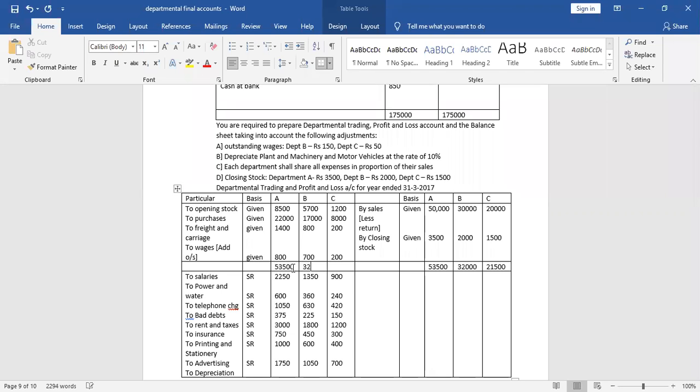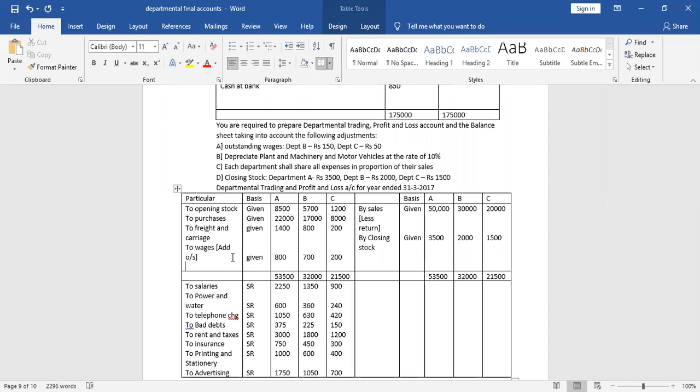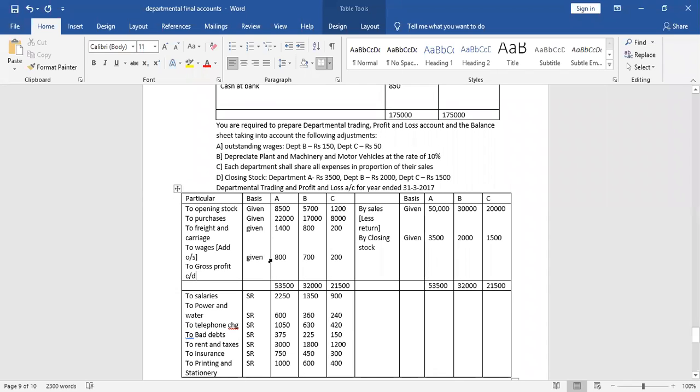53,500, 32,000 and what is the last one? 21,500. Now give me the gross profit of all the three departments. Gross profit carried down. What is the amount? 2,800, 7,800 and last one is 11,900. Are you also getting the same amount?